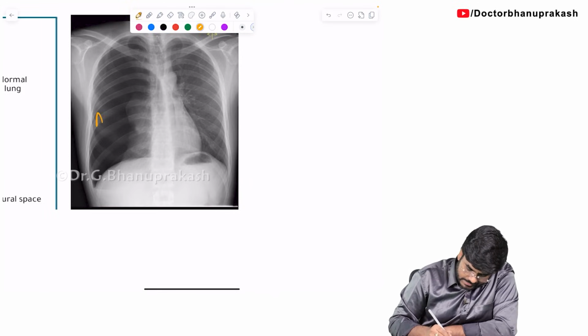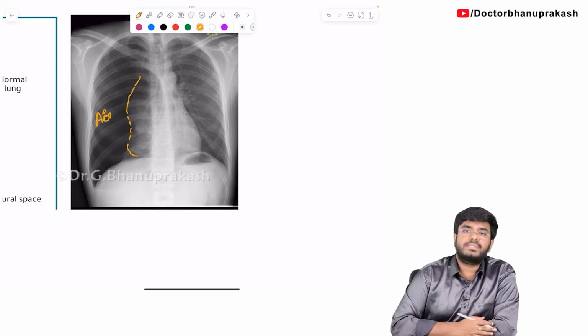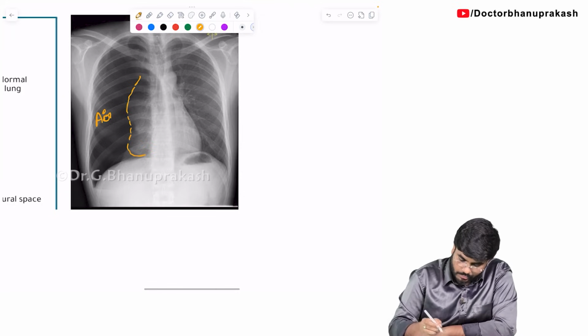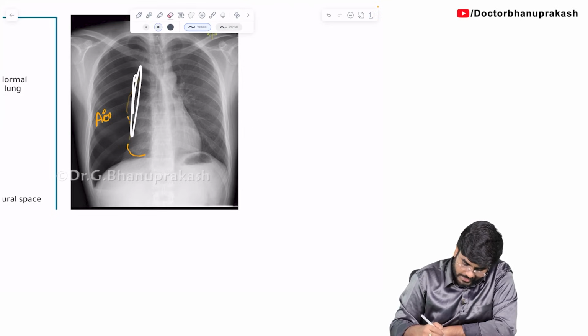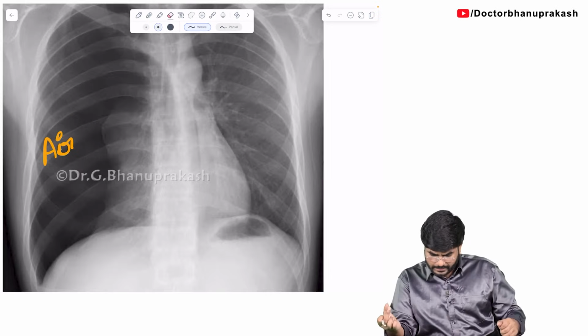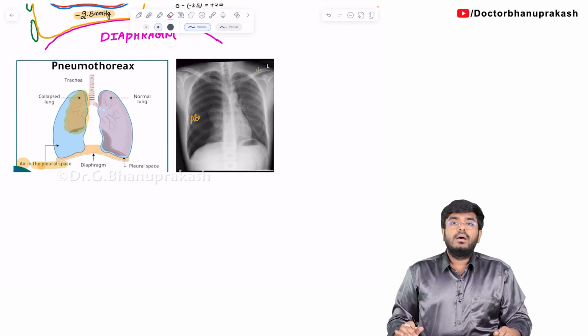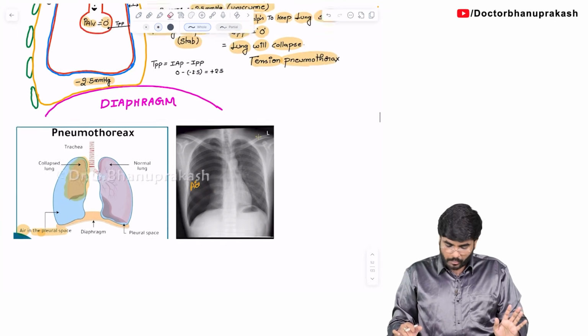Okay, all this area, this is the air, and you can see the lung borders. The lung is getting collapsed. So this is the tension pneumothorax. This is the tension pneumothorax because of the entry of air. Done.